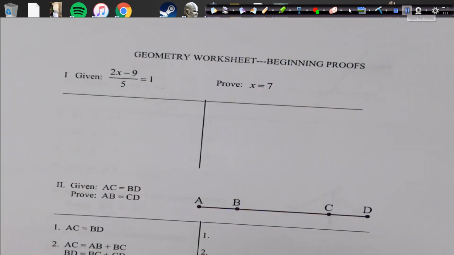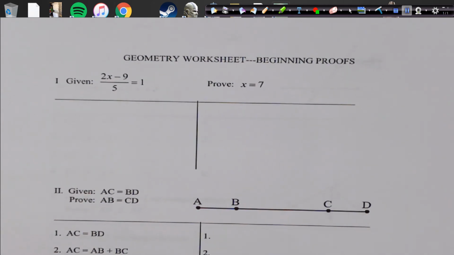Alright, let's get to some proofs. Alright, party people, let's get started. We're going to do a couple proofs today. Here's our first proof. It's a geometric proof. Just kidding, no, it's an algebraic proof. And so let's go ahead and jump in to some algebra.